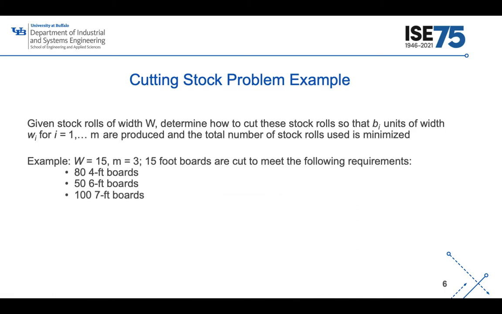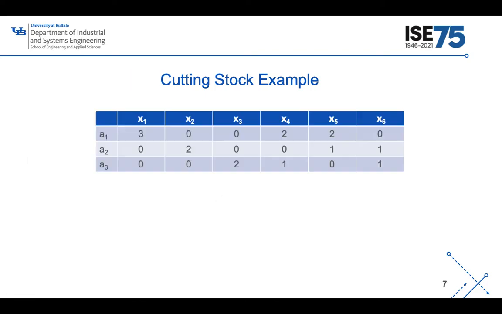All right, so let's say for our example that our stock rolls are each a maximum of 15 feet, and then we have 3 different types: 4-foot boards, 6-foot boards, and 7-foot boards. The 15-foot boards are cut to meet the following requirements. There's demand of 80 of the 4-foot boards, 50 of the 6-foot boards, and 100 of the 7-foot boards. These 15-foot boards can be cut into various patterns, so for our example, we'll just stick with 6 specific patterns.